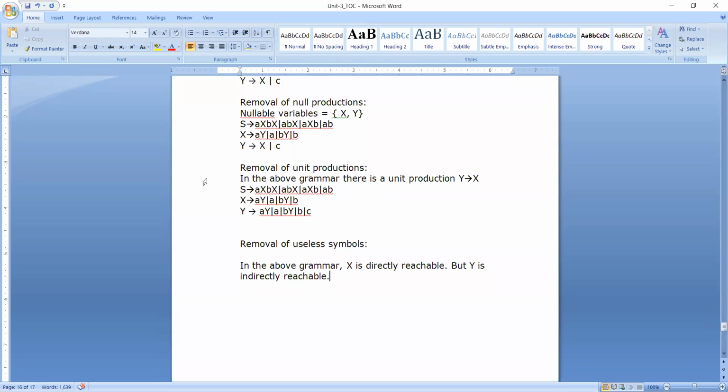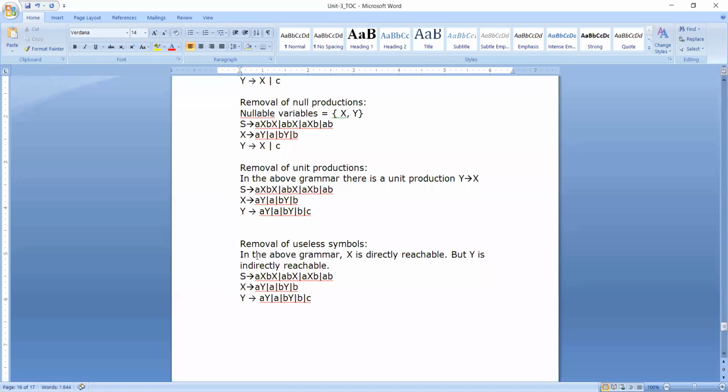So how am I saying Y is indirectly reachable? The reason is there is a production S derives to small a capital X, small b capital X, and this X production I am going to replace with small a capital Y, where it has been involved with the Y production. In the sense, from the start symbol of our grammar, we are able to reach the variable X as well as variable Y. Now like this, we can say that we don't have any useless variables inside our grammar. So hence we are going to write our grammar as it is.